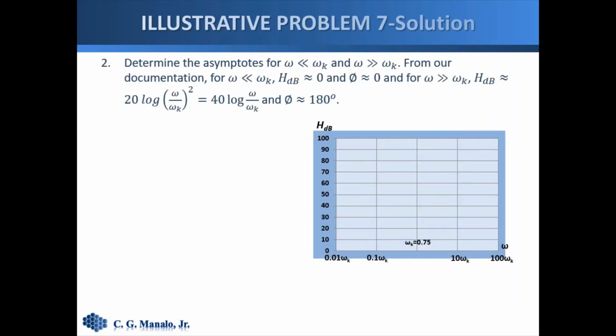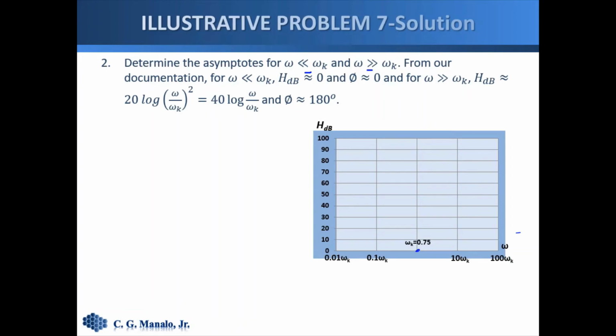Now we're ready to do the plot. So we plot it in our semi-log scale, where the horizontal scale is in terms of omega k. So we identify first omega k. So let's say it is located here. So first we need to identify the asymptotes for omega much lesser than omega k and omega much greater than omega k.